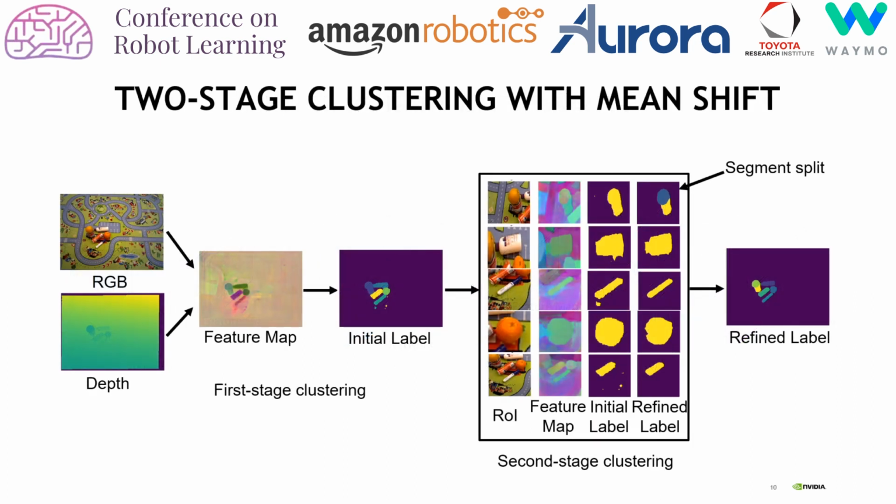We propose a new two-stage clustering algorithm to segment objects. In the first stage, mean shift is applied to all the pixels. In the second stage, mean shift is applied to a region of interest for each segment from the first stage. The second stage clustering is able to separate objects close to each other or on top of each other. It can also sharpen the segmentation boundaries of the objects.